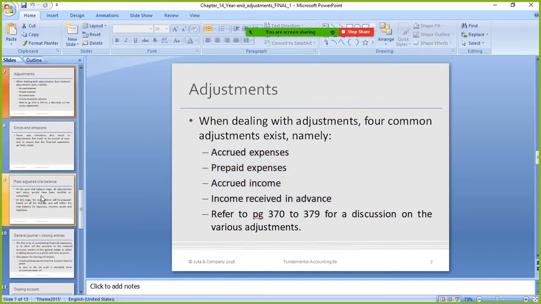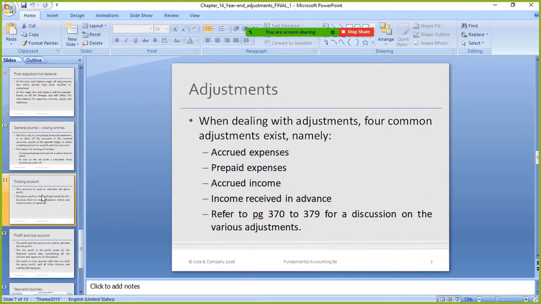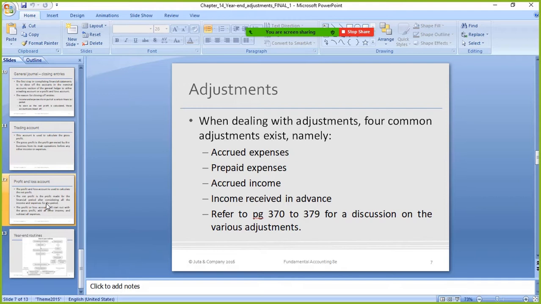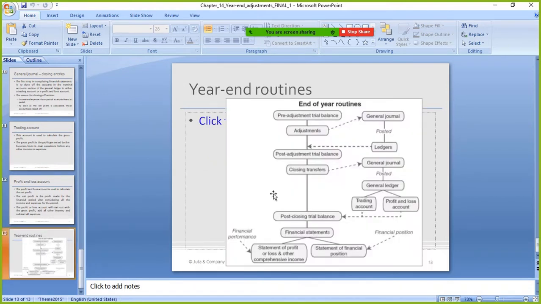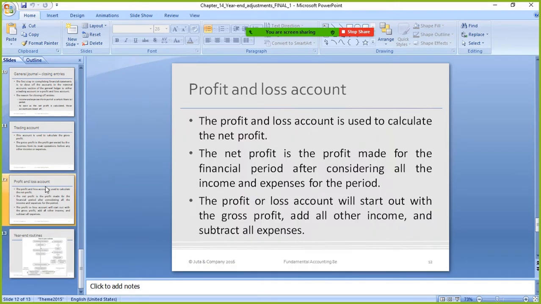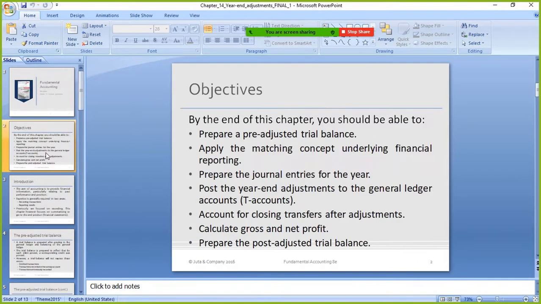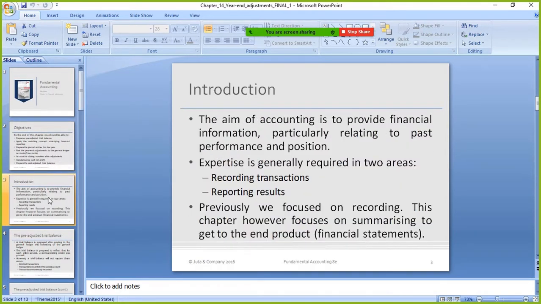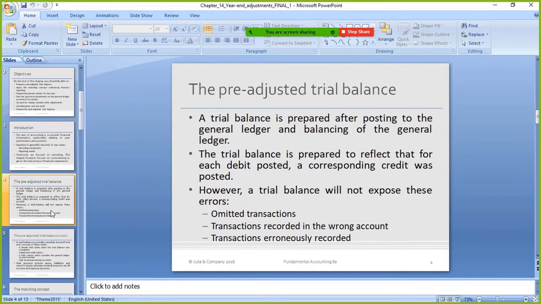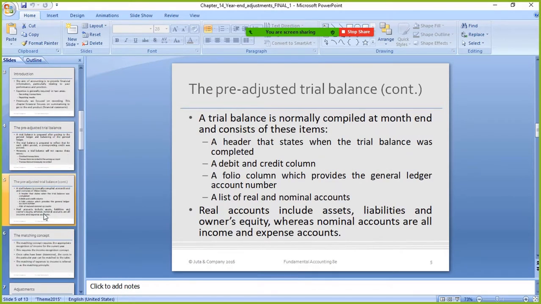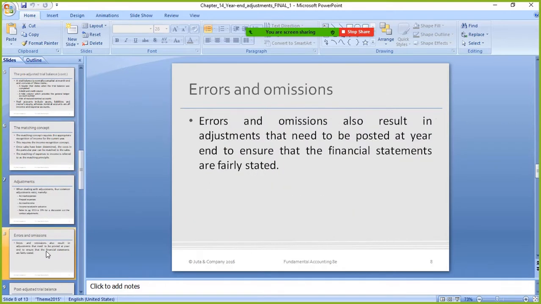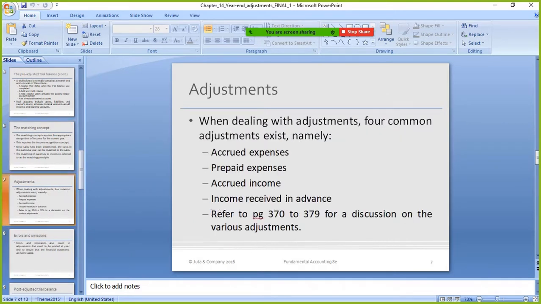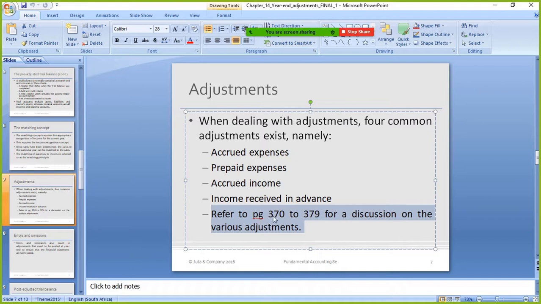And then you will also see, where's depreciation? Did they cover it here? Maybe here. Okay, not quite, but kind of. All right, here they talk about year-end procedure. Let's see. Okay, these notes don't really help us much, but they're referring to the textbook. See, various adjustments. Okay, page 370 to 379. Let me grab the textbook.